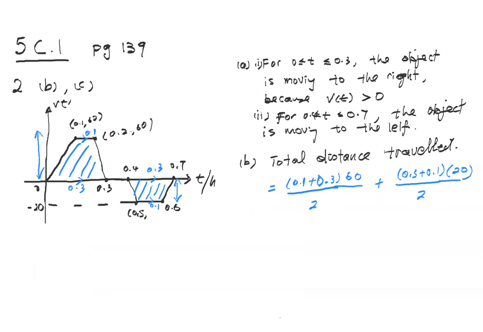Okay? Are you okay? So 0.4 times 60 divided by 2 plus 0.4 times 20 divided by 2. So this one you get the answer 12, plus 4. So you got 16 kilometers.